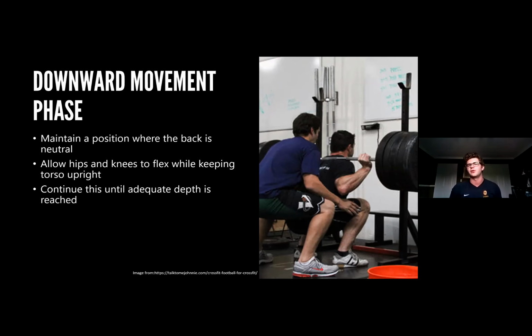That just means we're going down at the same time, with our torso and our thigh coming down together. We don't see a hip flexion before our knee flexion on the way down. We don't see us leaning forward, bringing our knees forward, and then our hips coming afterwards. We want them going down at the same time, and we're going to continue this until adequate depth is reached.